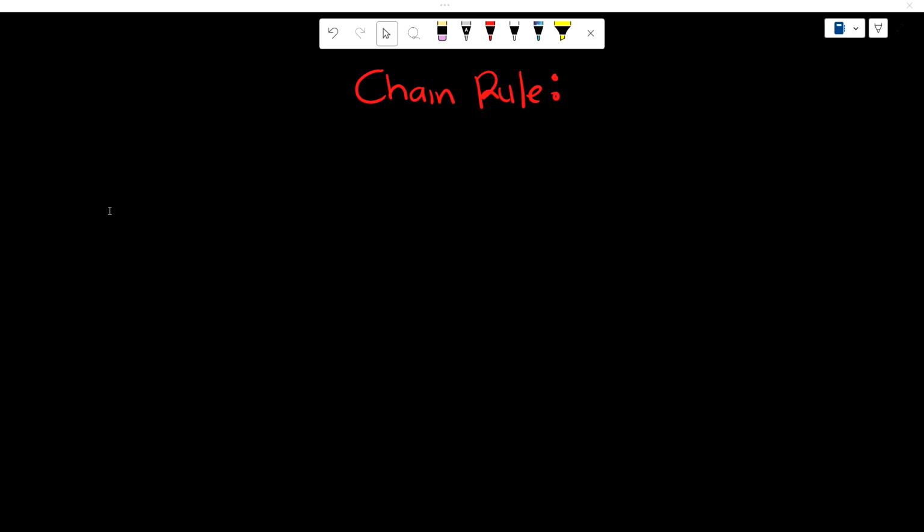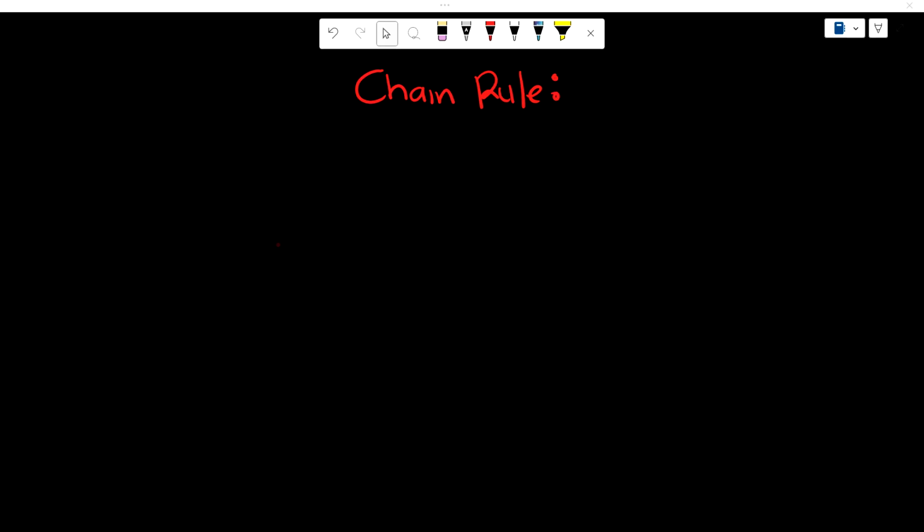In our previous video we looked at the quotient rule and the product rule, how to differentiate two functions that multiply each other or two functions that divide each other. But in this case, we're going to look at how to differentiate a function that is in a square root, a cube root, or that is raised to a power.